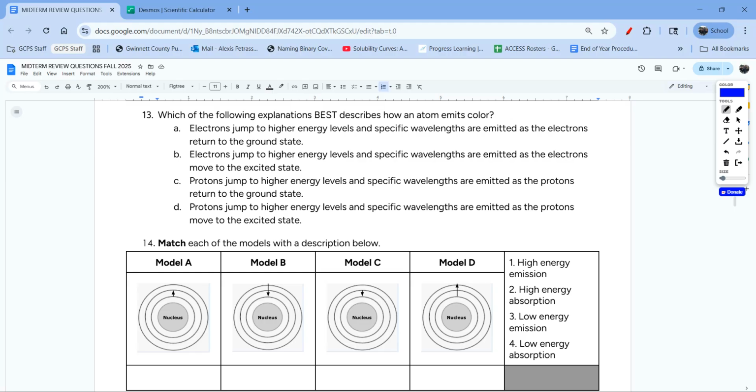So, electrons jump to higher energy levels and specific wavelengths are emitted as the electrons return to ground state. If it's talking about specific wavelengths, that means color. The photon leaves the electron after it gets all excited and goes through de-excitation and emits color. And that's when it falls or returns back to ground state.